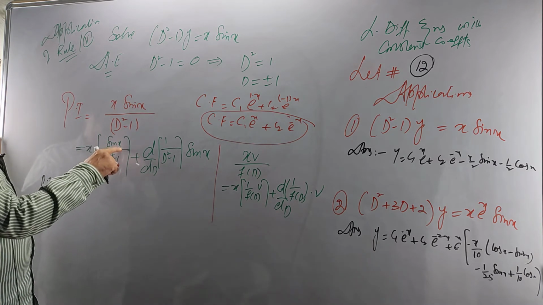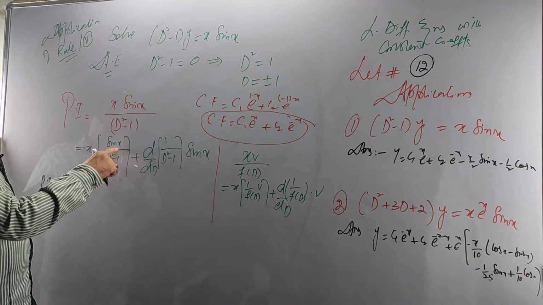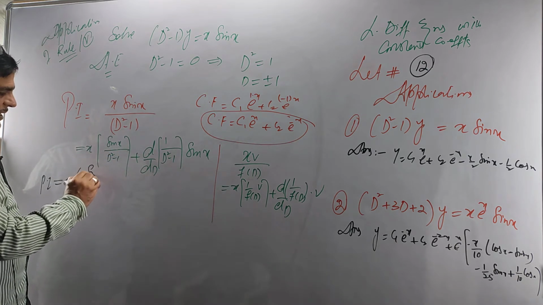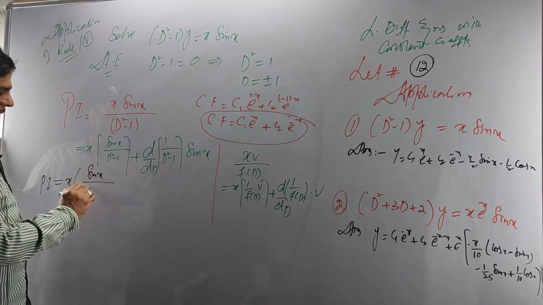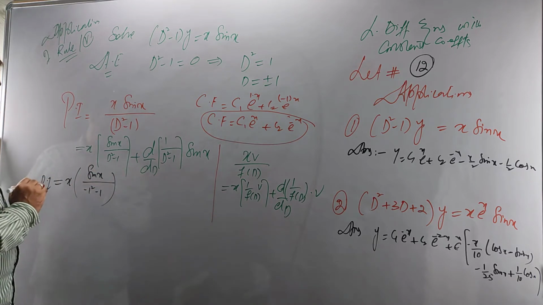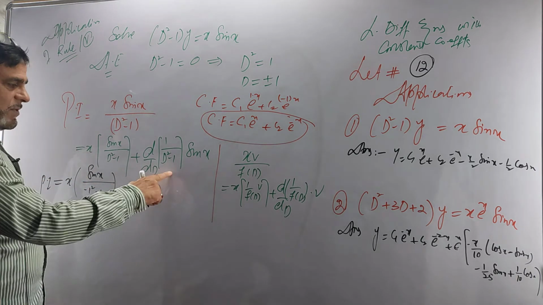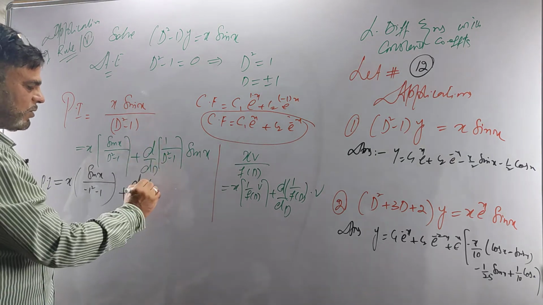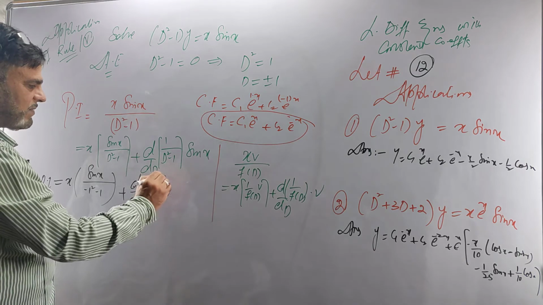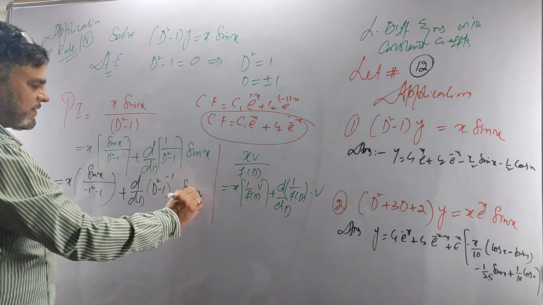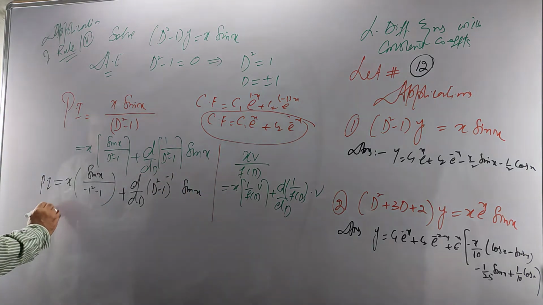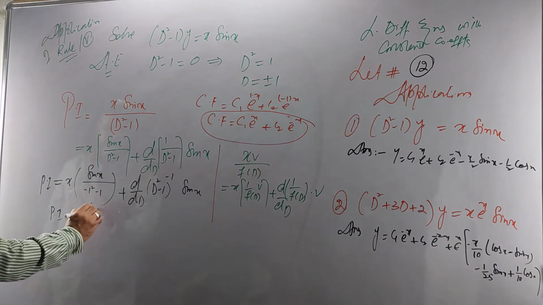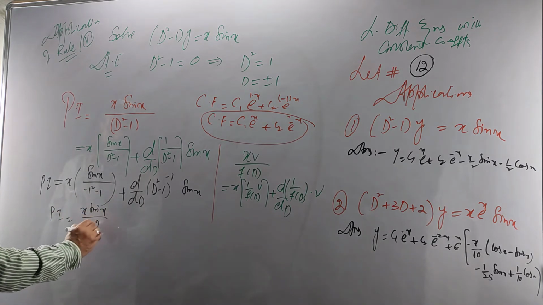How do you do it here? In sin x, the coefficient of x here is 1. D square is replaced by minus 1 square. By the previous method, rule number two, sin x by minus 1 square minus 1. Then plus, you have to differentiate this. How do you differentiate this with respect to D? You take this in the numerator. It is D square minus 1 raised to the power minus 1, sin x. Now the particular integral is defined here. It is x sin x by minus 2.